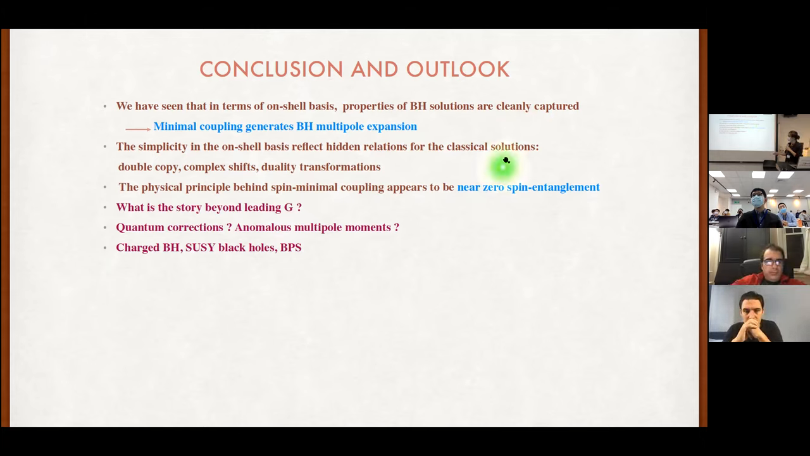Of course, what is the story beyond the leading G? Since we're talking about multipole moments, we all know that for the electron there's g minus two. So for these gravitational moments, are there anomalous gravitational moments? And if there are anomalous gravitational moments, are there some theories in which the anomalous gravitational moments actually vanish, which means that there might be some hidden symmetry? These are all interesting questions. And certainly we can talk about charged black holes, the difference between BPS and non-BPS black holes using this kind of on-shell quantity, which will be interesting questions to be answered in the future.